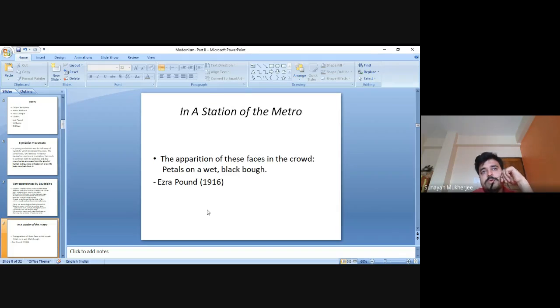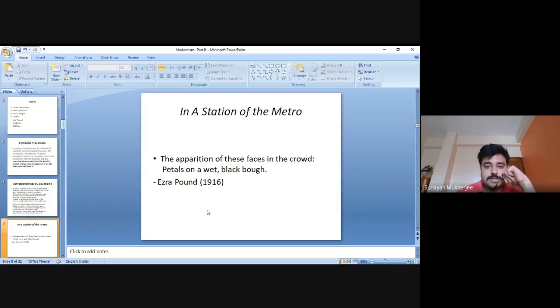Ezra Pound gave the very interesting call to modernism, saying, "Make it new." Make it new. What did he mean by this term? What is newness? Newness is nothing but what we had discussed so far: break, gap, disjuncture, something of radical new images which we have not seen so far.